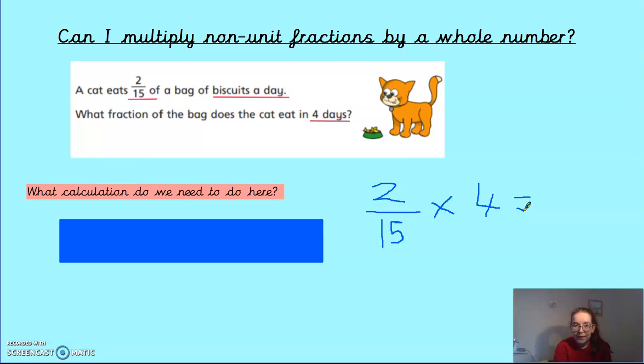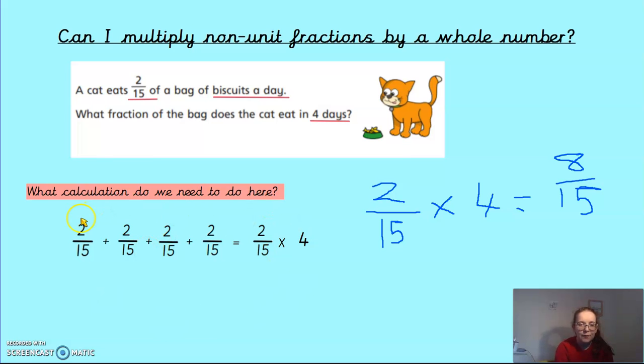What do we need to do here? We need to do the same as this, which is 2/15 plus 2/15 plus 2/15 plus 2/15. Or we can do 2 times 4, which is 8. And is my denominator going to change? It's not. It's going to be 8/15. So over 4 days, the cat eats 8/15 of the bag. I've just talked you all the way through that, so I'm not going to repeat myself. So the answer here is 8/15.